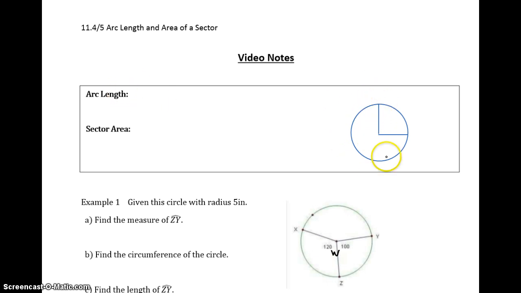Let's imagine we have a circle, and the circumference is the distance all the way around the circle, kind of like perimeter is for a square or a rectangle. The arc length is part of the circumference. For example, if I started walking here at point A, and I walked around the circle and I stopped here at point B, and if I wanted to know how far I traveled, if I wanted to know that length, that's called the arc length.